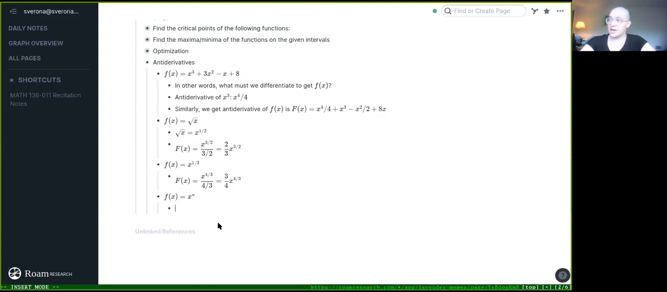The power rule doesn't care. All I have to do is say x to the pi plus 1 over pi plus 1. And I'm just going to leave that there because it doesn't get any simpler than that, really.